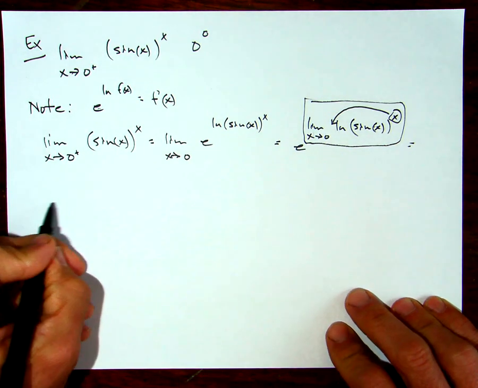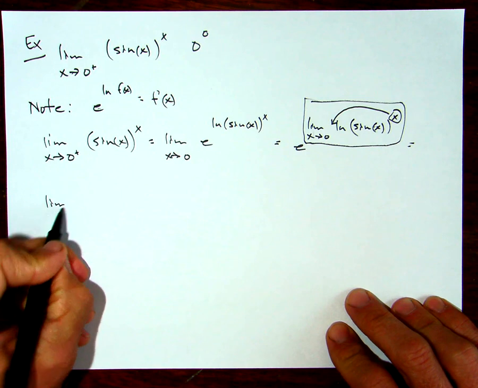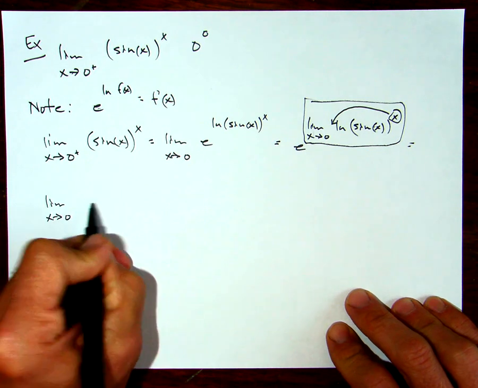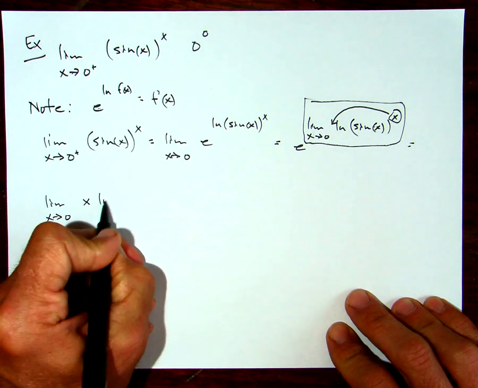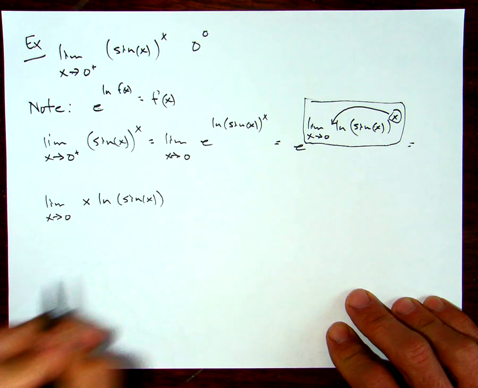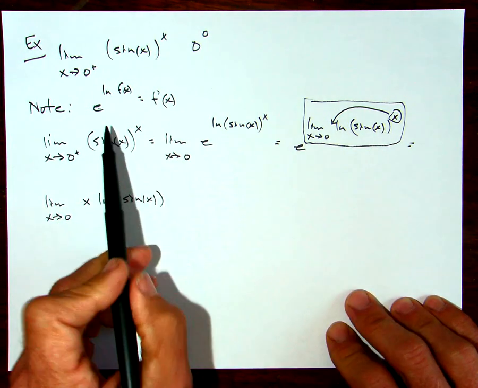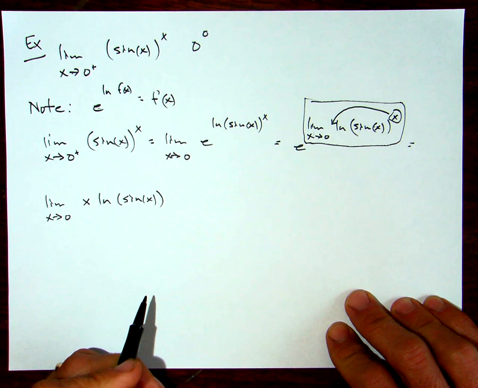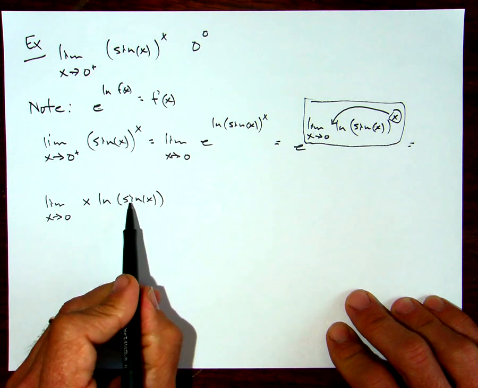I'm going to bring the x out front, so I've got the limit as x approaches 0 of x times the natural log of sine of x. So again, this is why I got this ln involved to begin with, so I can rewrite it this way.